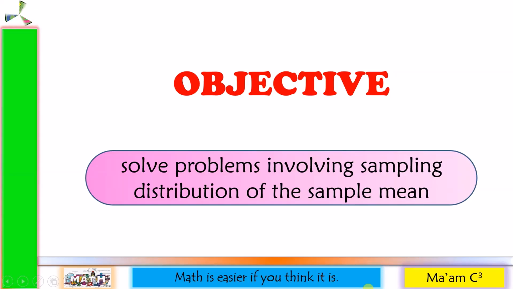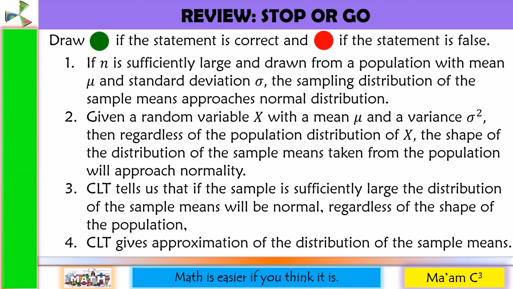Our objective in this lesson is to solve problems involving sampling distribution of the sample mean. Let's have a quick review of our previous lesson. Stop or go. Draw a green circle if the statement is correct and red circle if the statement is false.